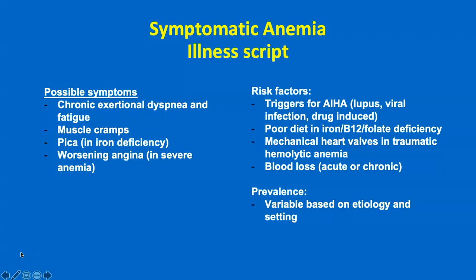might see worsening angina. Some of the risk factors for anemia, because there's so many etiologies, again, it really depends on which of these we're talking about. For autoimmune hemolytic anemia, they might have underlying lupus, they might have a recent viral infection. You can also have drug-induced autoimmune hemolytic anemia. Anemia due to some kind of nutritional deficiency can be due to poor diet. Patients with a mechanical heart valve will often develop a hemolytic anemia due to the shearing of the red blood cells when it crosses the mechanical heart valve. And there's many causes of blood loss, both acute and chronic, that will over time lead to an iron deficiency anemia. And the prevalence, again, is quite variable.